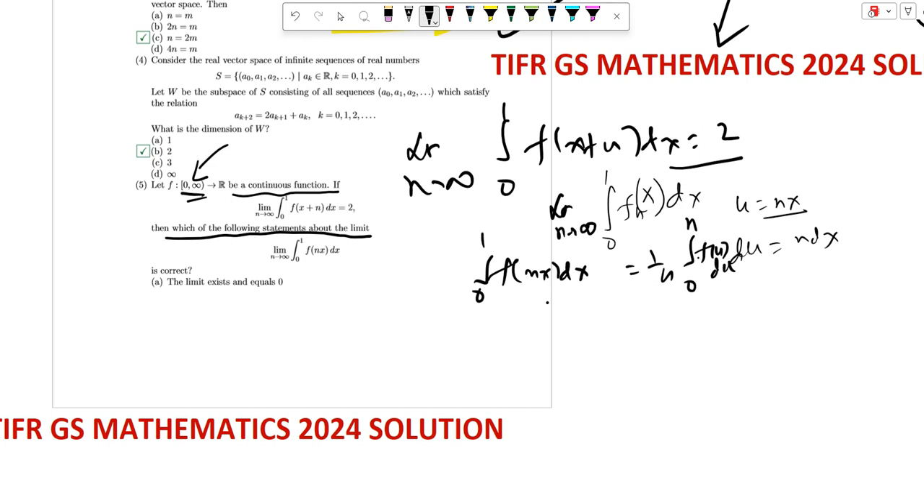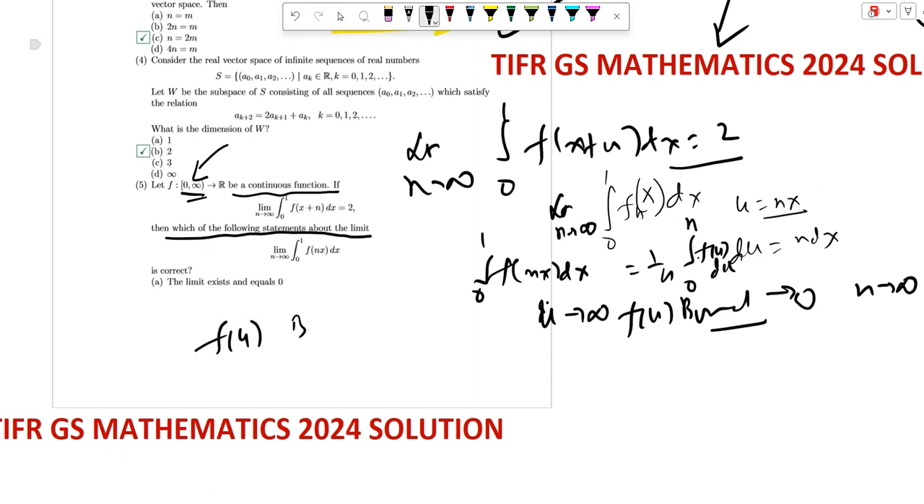So f of u is bounded as u approaches infinity. So the limit of the integral, with the 1 by n factor, will be 0 as n approaches infinity. This is because the interval 0 to n is expanding while the function f of u remains bounded, so 1 by n goes to 0. However, if f of u is unbounded, then as n approaches infinity the limit of the integral may not exist or may approach a non-zero value.